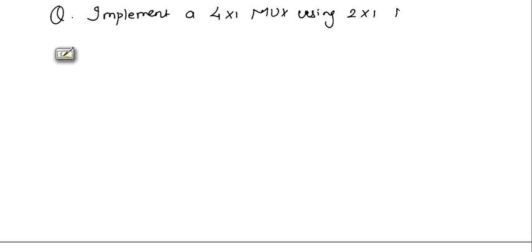Now we'll see one question. Implement a 4:1 multiplexer using 2:1 multiplexer.